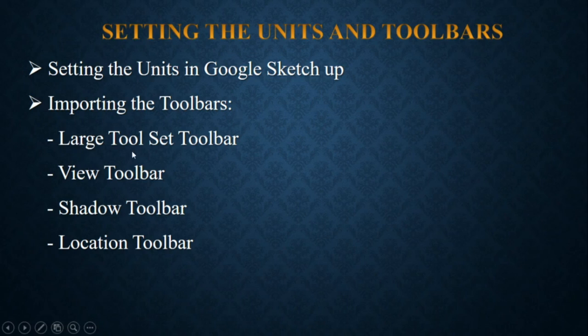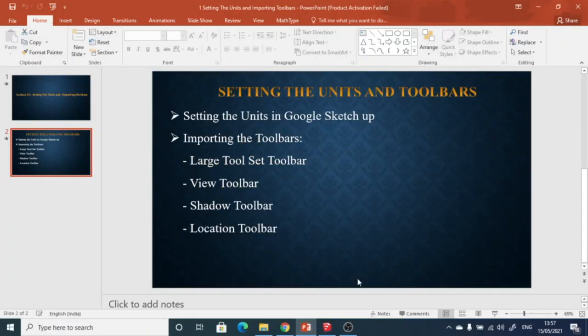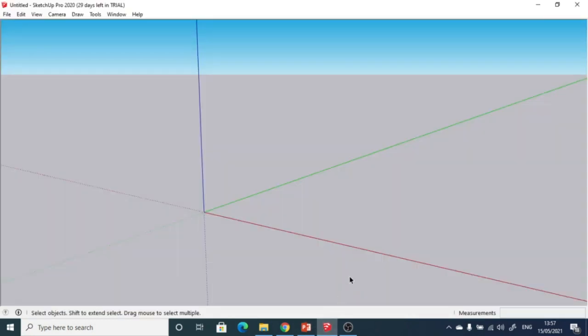First we require the large toolset toolbar, second the view toolbar, third the shadow toolbar, and last the location toolbar, which is quite an important toolbar whenever we are dealing with shadow analysis in the Google SketchUp software for the solar power plant. So this is a typical screen when we are talking about the Google SketchUp software.